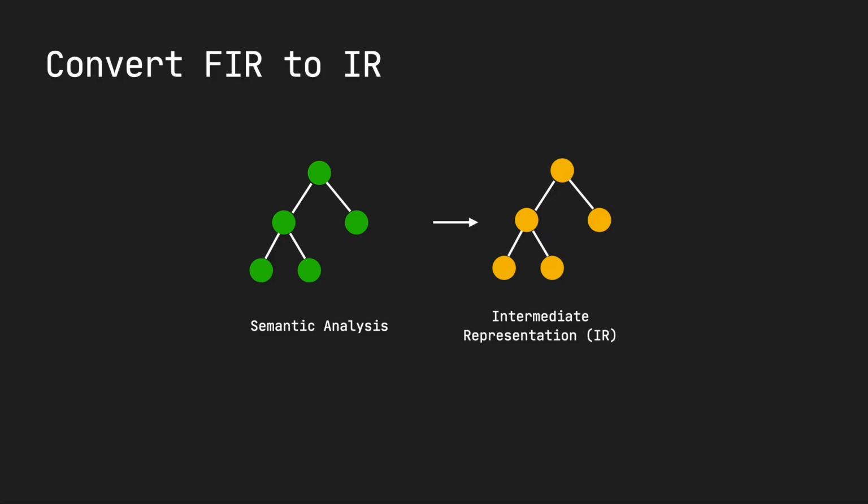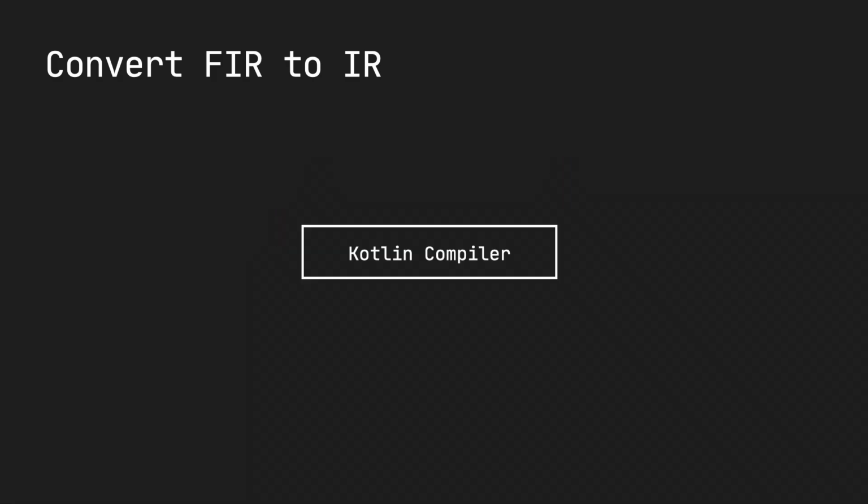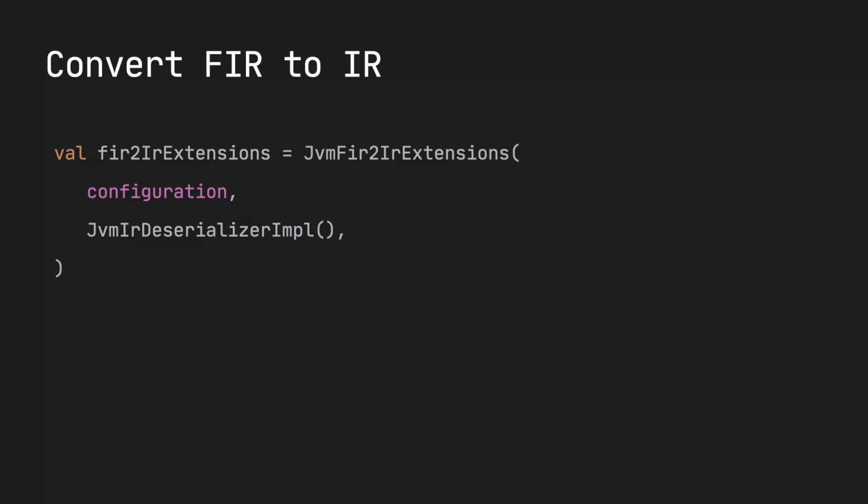So the next thing is that when you have your FIR, you want to be able to convert it to your backend IR. How do you do that? There's an API provided to you to be able to do this. In the Kotlin compiler, you'll see that there's a CLI utility that allows you to do this. It's called JVM FIR to IR extensions. And in this case, you can see this is for the JVM. And so this is a utility that the Kotlin compiler provides, and this is how you configure it. This is how it gets configured in the Compose compiler plugin.